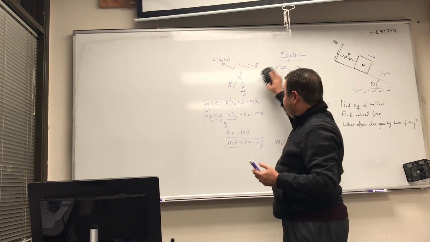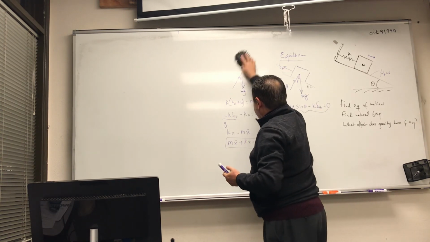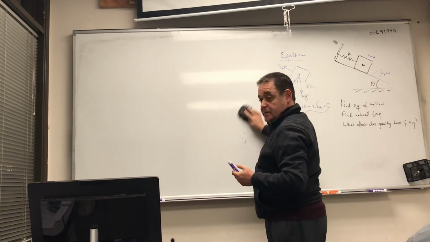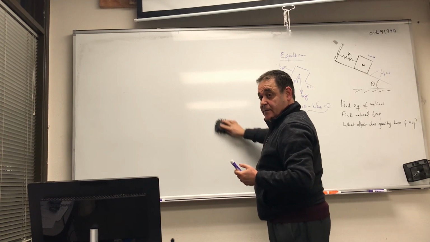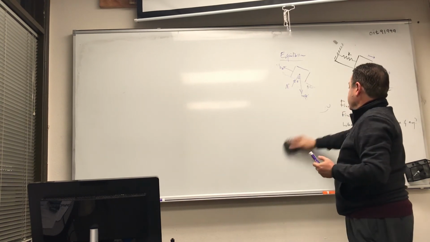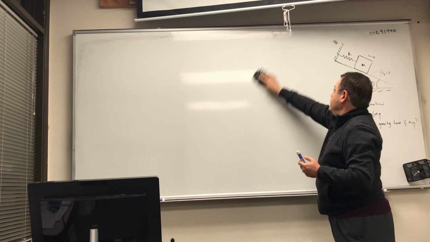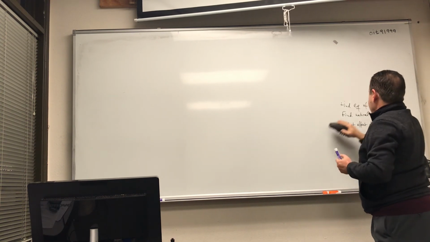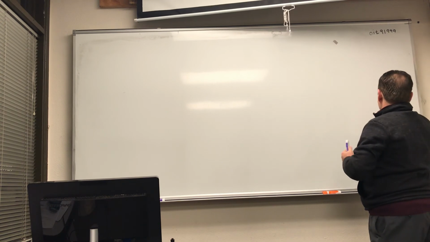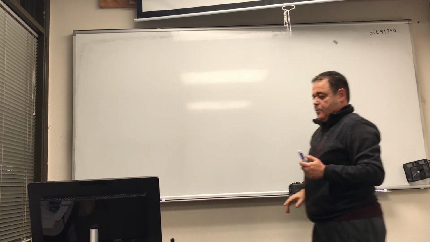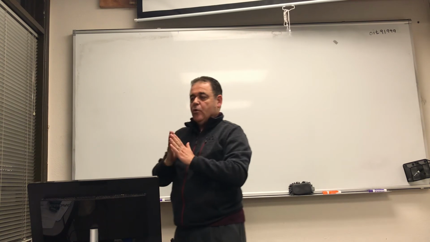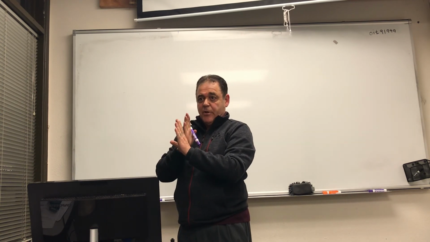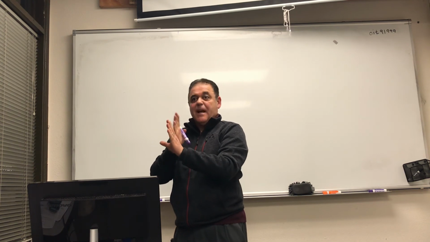So you want to start at equilibrium, because the initial question you asked, we didn't say that it was being pulled a distance x. You said, find the equation of motion. So you have to just assume that. The equation of motion is always with respect to an equilibrium position. That's why we had that equilibrium position established.